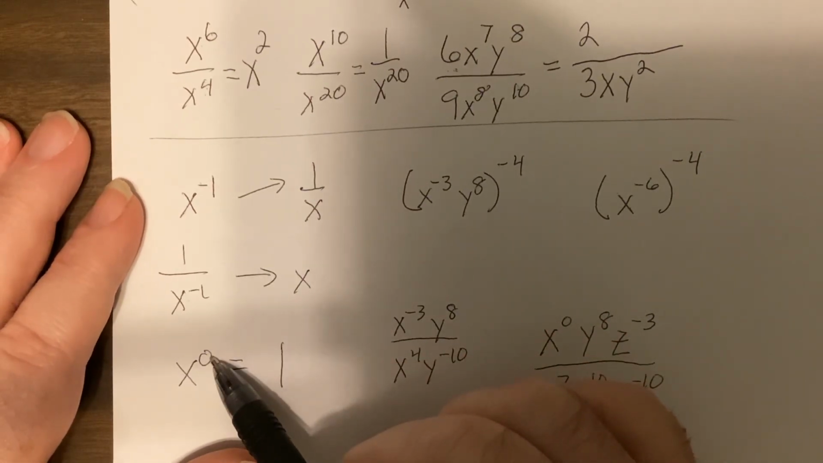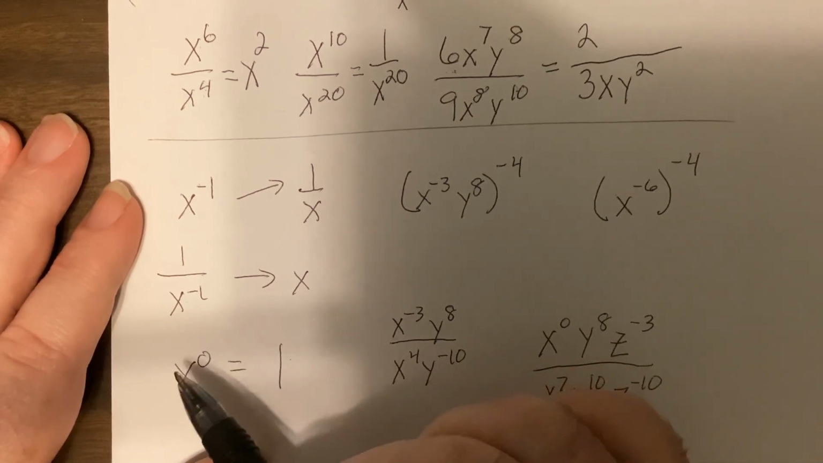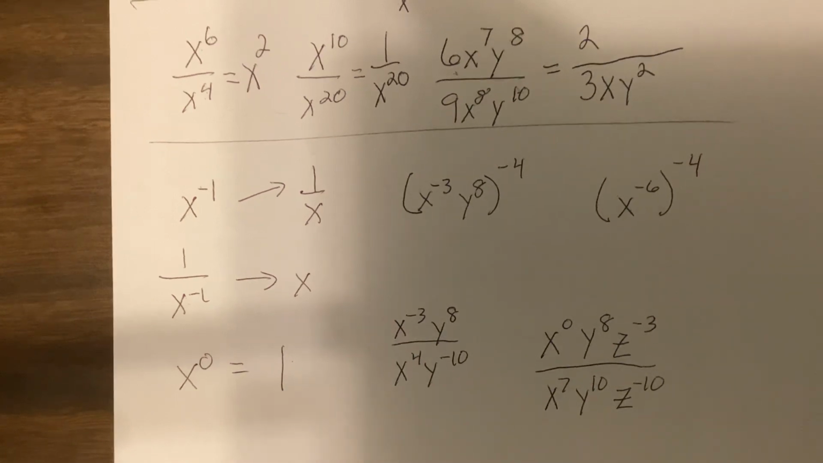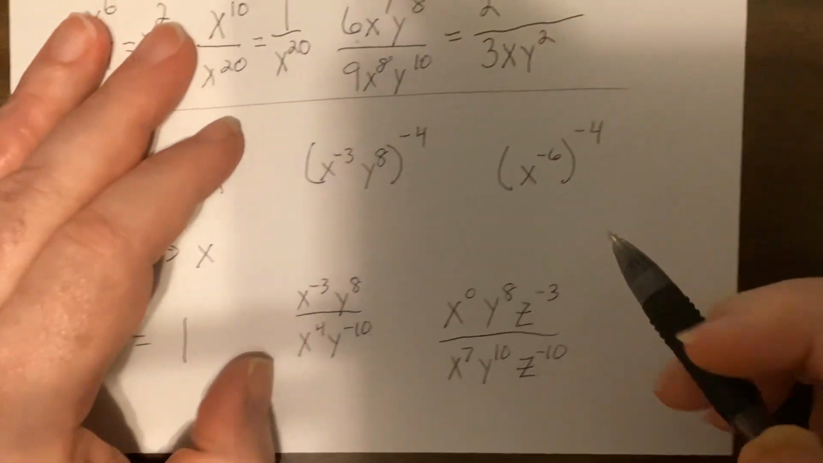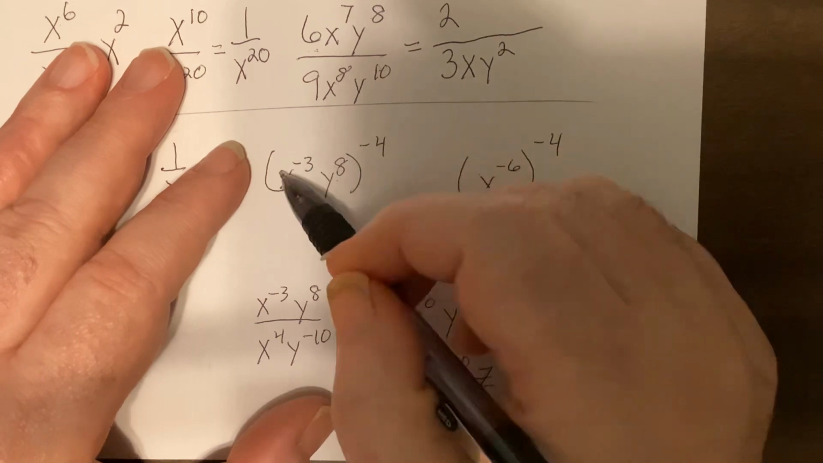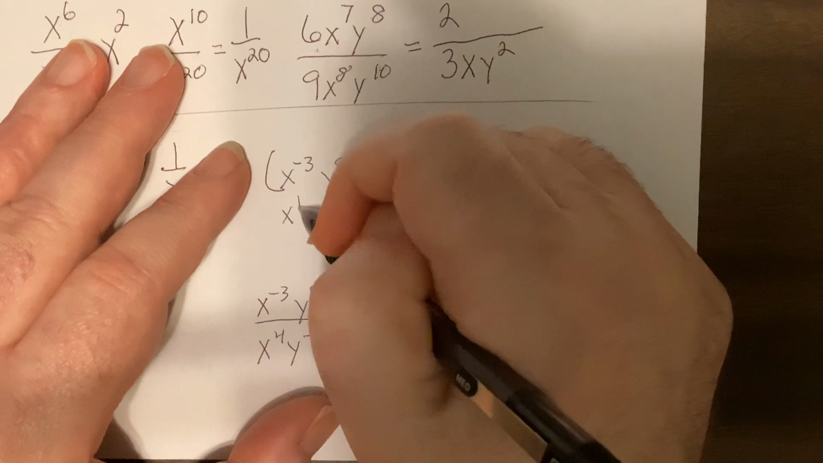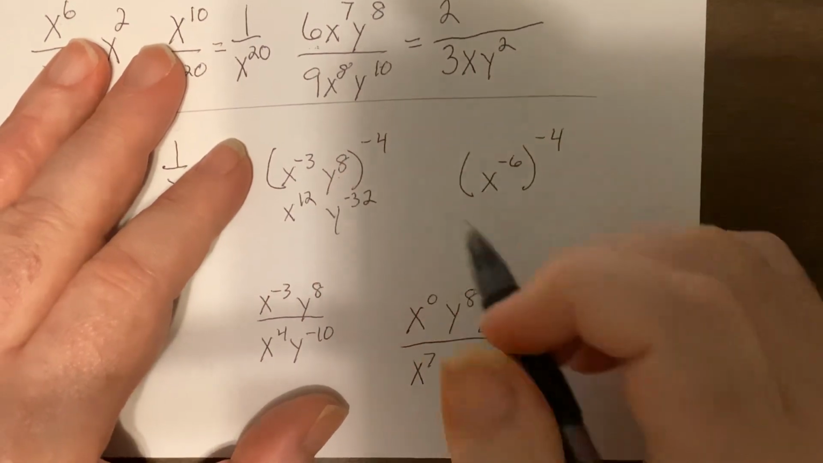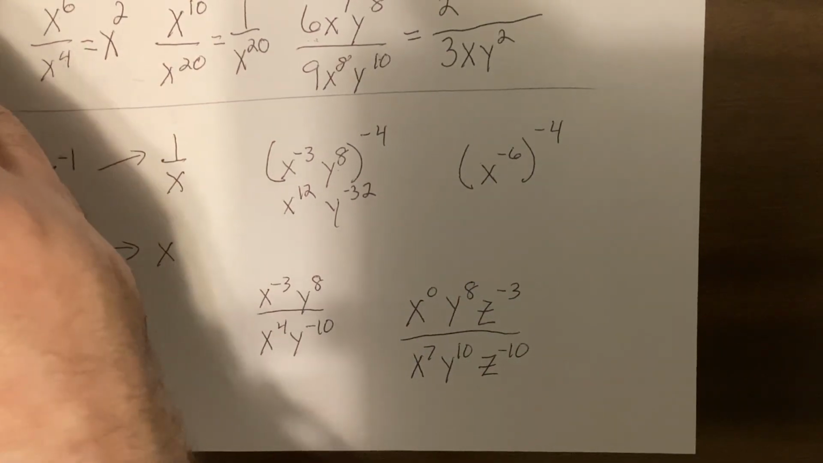A zero power means that the whole term turns into 1 unless your base is 0. You can't use the zero power on 0, but except that, every other item would turn to 1. So I have 4 problems here. The first one, a product to a power, you raise both terms to the power, so it'd be x to the 12, y to the negative 32. But I can't have a negative in my power unless it's scientific notation.